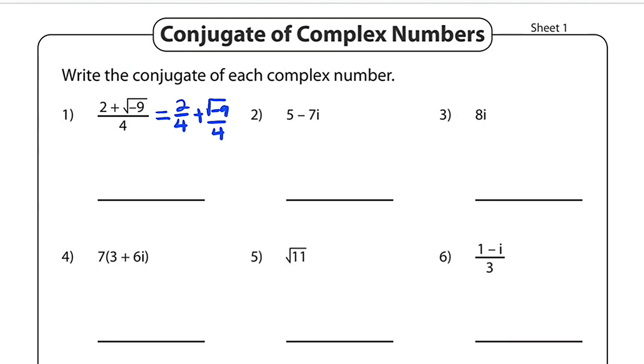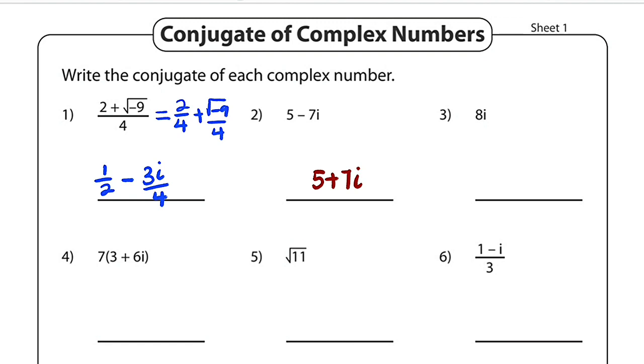So the only difference between this complex number and its conjugate is the sign in between them. So we have minus instead of plus, right? So 2 over 4 is 1 over 2, then minus 3i divided by 4. And we are done with this question. Number 2, 5 minus 7i, we have 5 plus 7i.